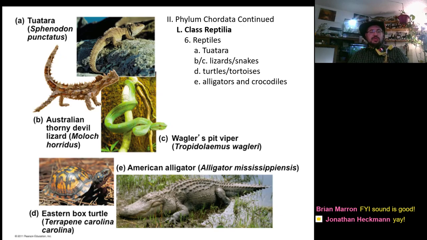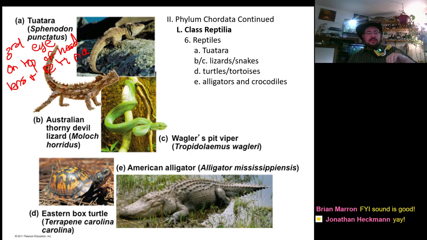One is the Tuatara. So, Tuatara is a really neat organism. It has a third eye. What does that mean? The third eye is on the top of its head. It actually has a lens and a retina, features of an image-forming eye, which is pretty amazing. However, it is also covered in a thin layer of scales.